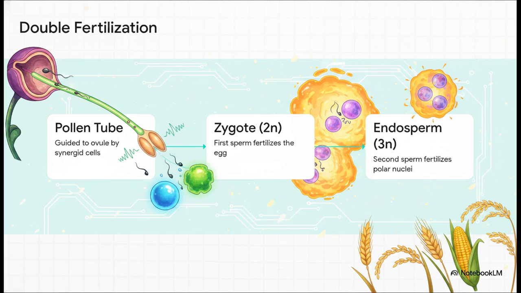By syncing this up, the plant ensures it never wastes energy building a food supply for an egg that didn't even get fertilized. And by the way, that endosperm is the exact mechanism providing the vast majority of the nutritional calories you and I eat every day in foods like wheat, corn, and rice.